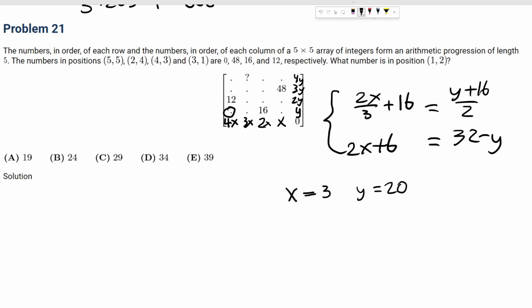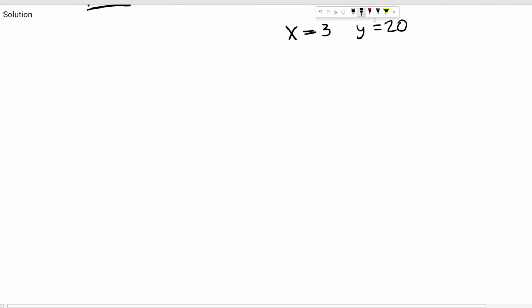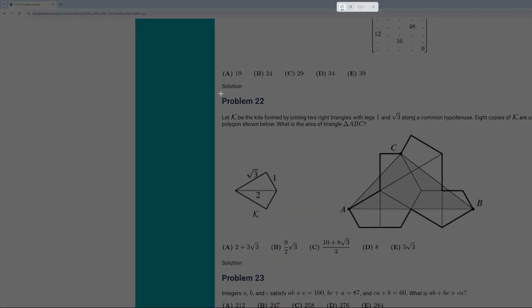So now we can just find all of the numbers. So this number is going to be 60 and 48, so this is 36. This number is going to be 24. And since this number is 9 and this is 24, we have to go 14, 19, 24, and our answer is 29. It's a bashy problem. It's annoying. 22 is not much better.